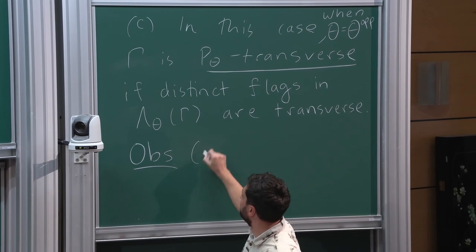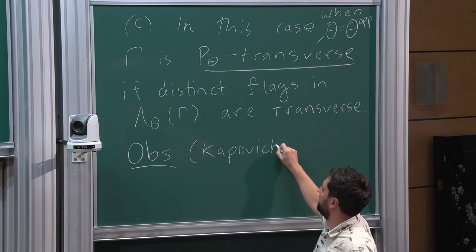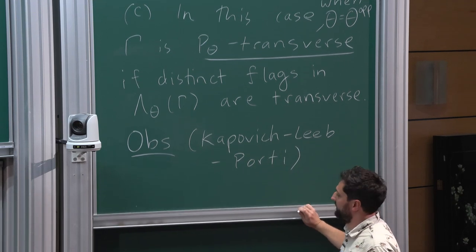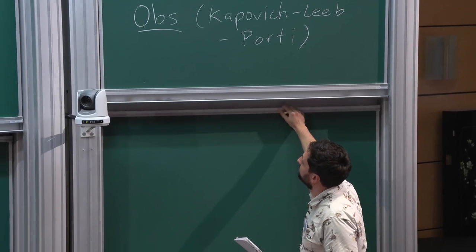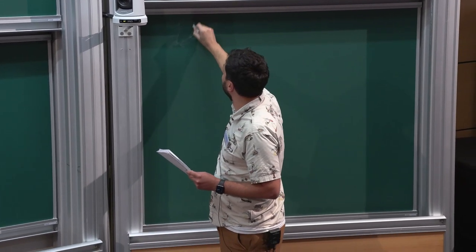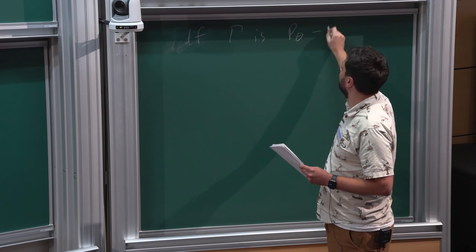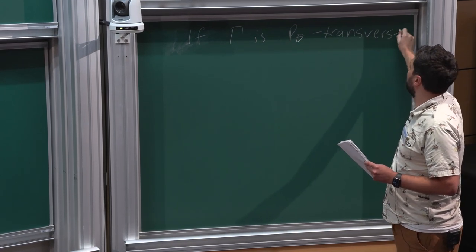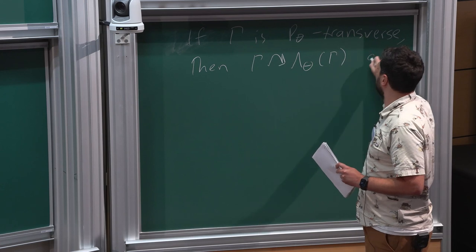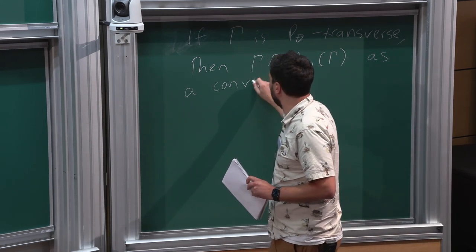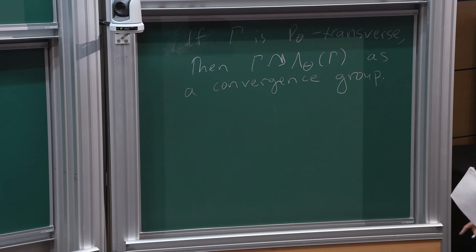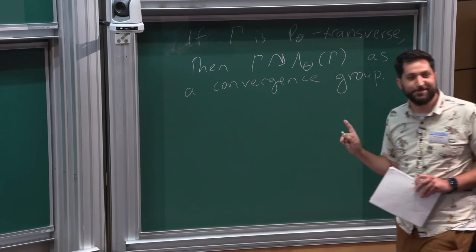So this observation is due to Kapovich, Leeb, and Porti. What it says is that, if gamma is P theta transverse, then gamma acts on the limit set as a convergence group. And this will be the one proof I give in the talk because it's just one line long.